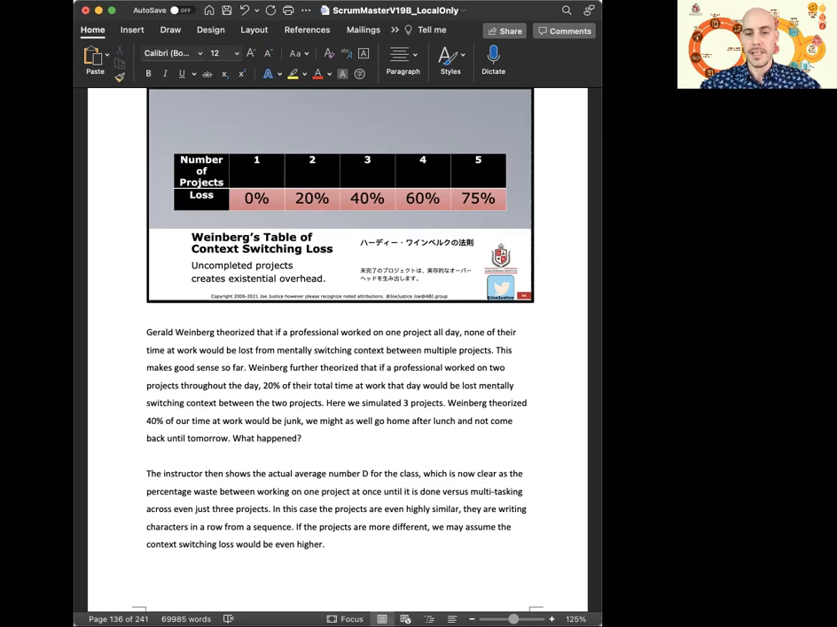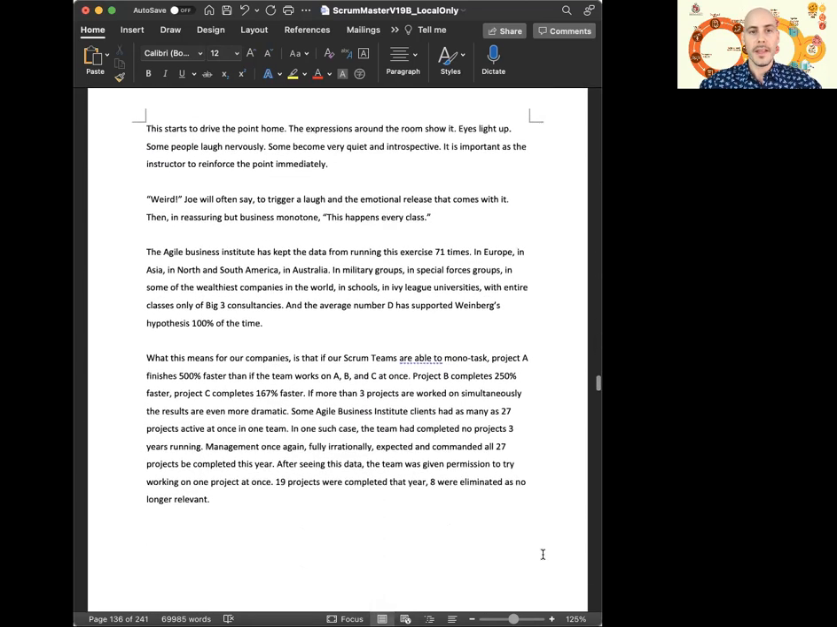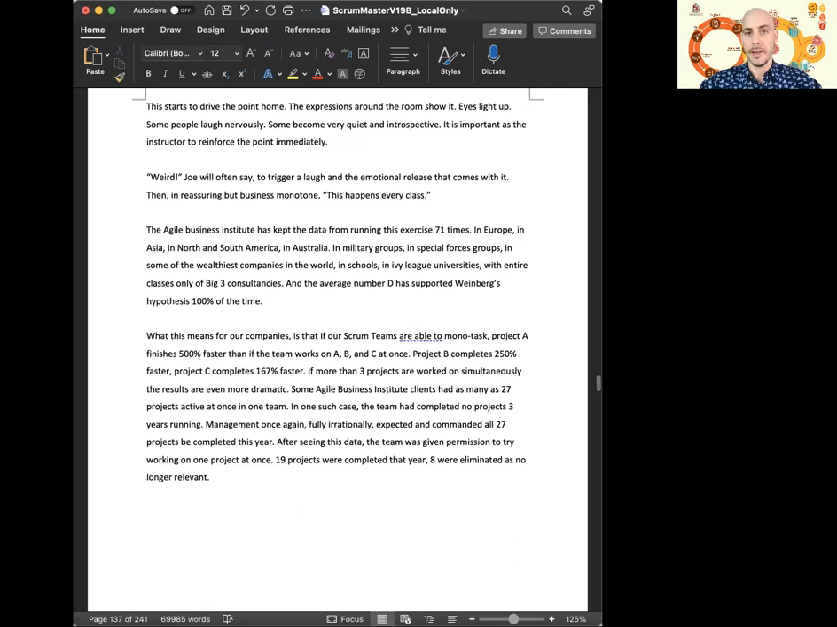In this case, the projects are even highly similar. They are writing characters in a row from a sequence. If the projects are more different, we may assume the context switching loss would be even greater. This starts to drive the point home.